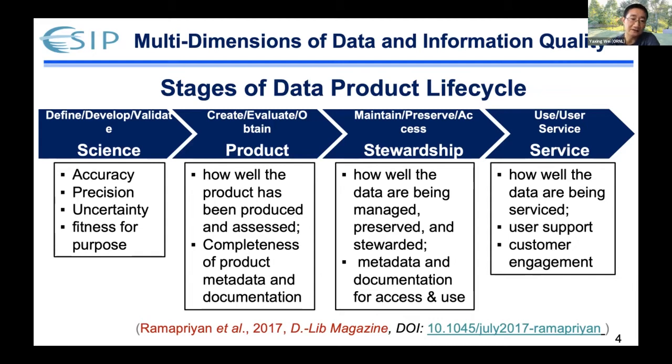And science quality is very much the more traditional type of quality that we have been talking about: accuracy, precision, uncertainty. And the product quality, stewardship quality, and service quality also provide many important aspects for the overall quality of a data product or information, and to determine the fitness for purpose of those different products.